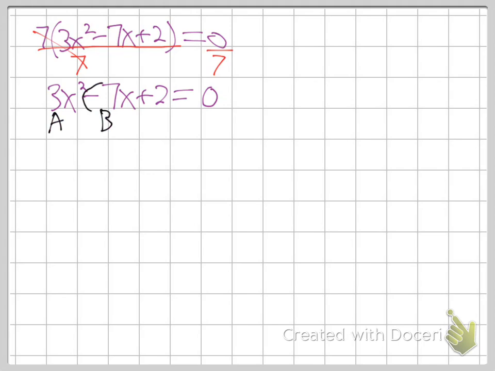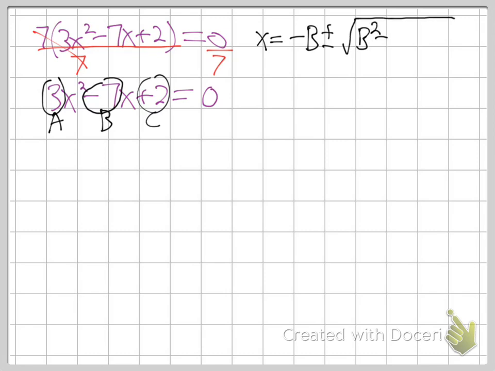This is B, the negative 7, huh? A is the 3. C is the 2. Don't forget the sign in front of the B there, the negative 7. So it's going to be x equals negative b plus or minus the square root of b squared minus 4ac all over 2a. So x equals, so negative b, watch the signs really carefully. So it's negative b. So negative is positive.